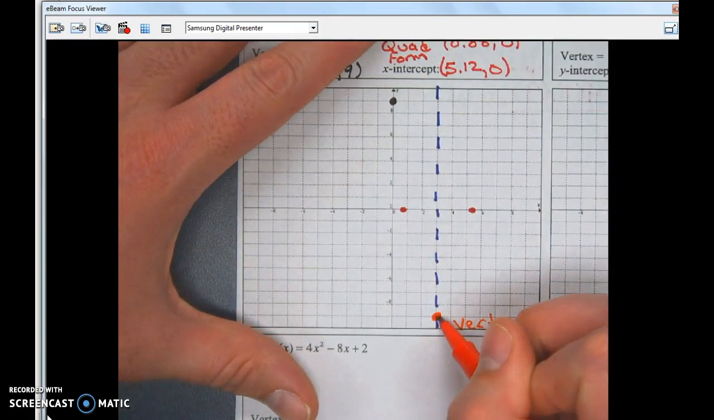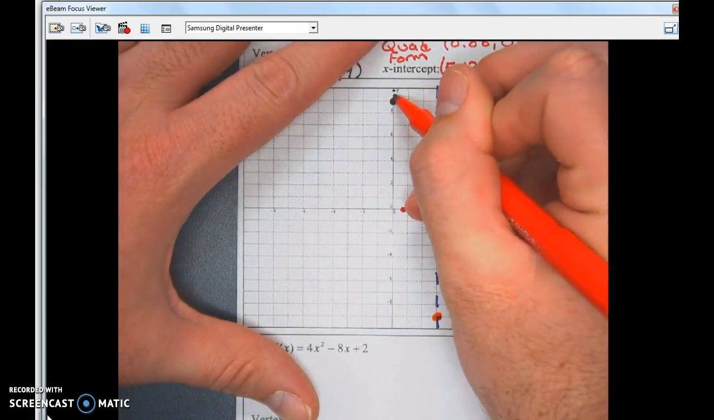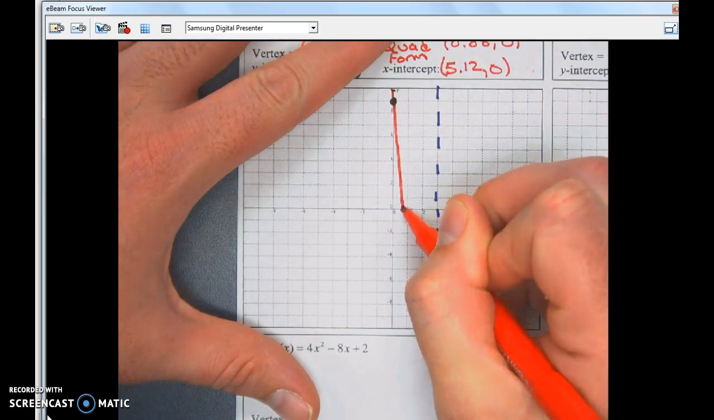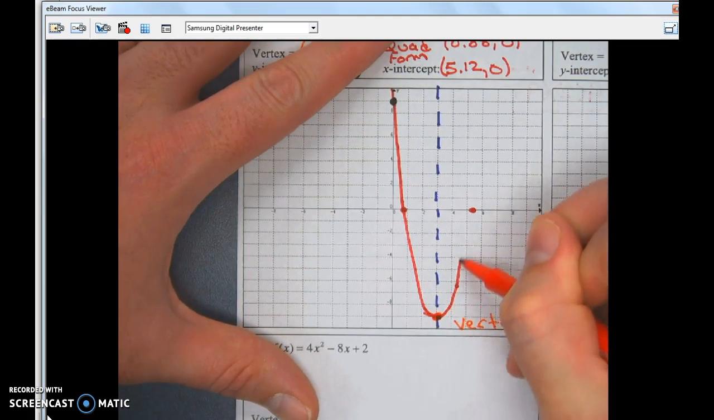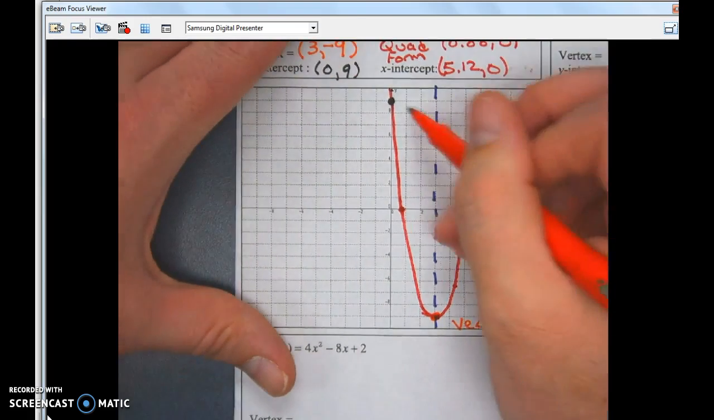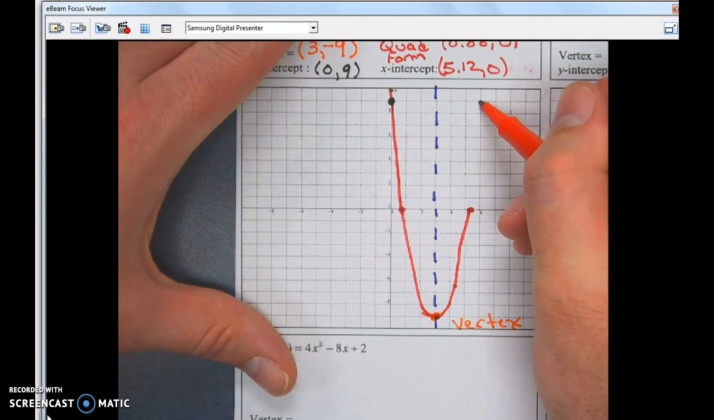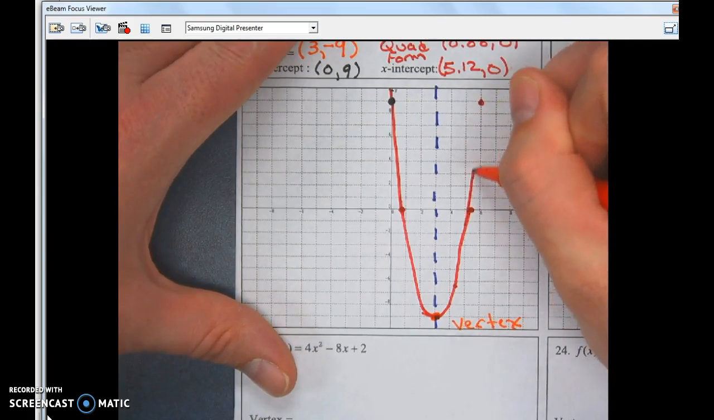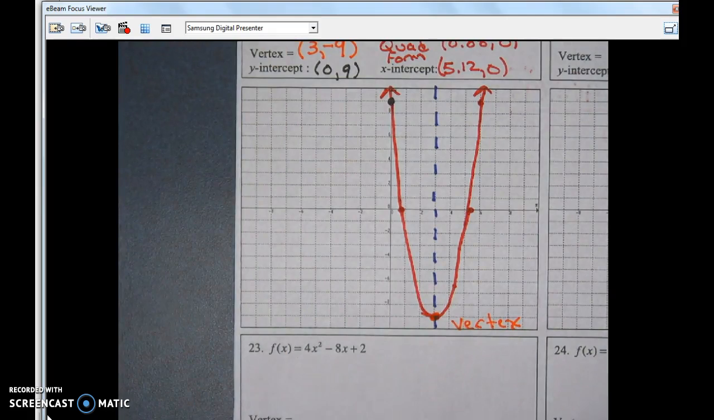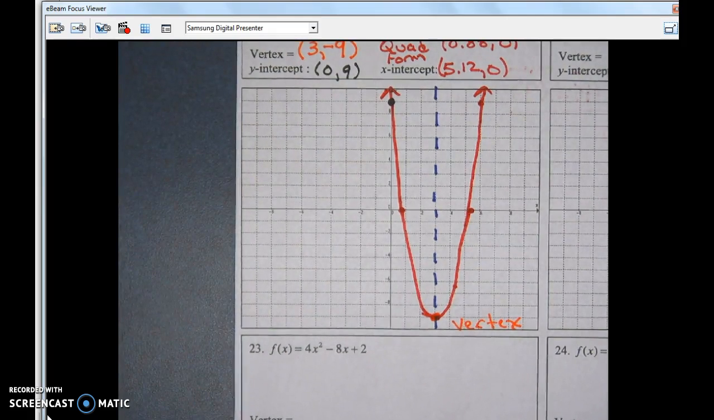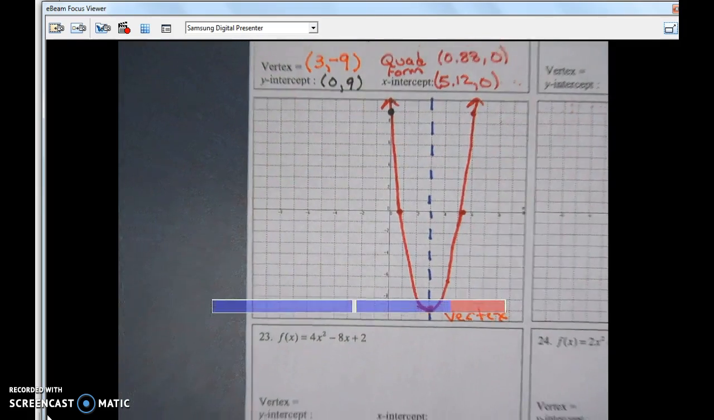So here is our vertex, that's our turnaround point. We have a y-intercept, we have an x-intercept. We're going down to our vertex, we're coming back up through our x-intercept. And if you want to do a symmetrical point on the other side, you can do that. And that's kind of how we work on those problems. And so that's just a quick review of kind of what we've done.